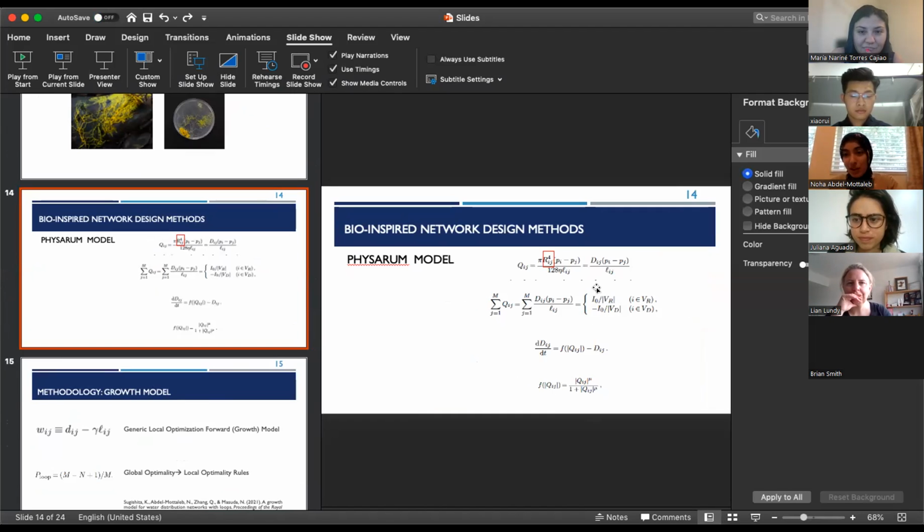We didn't develop this. This has been developed and used extensively, because slime mold has been studied a lot. So this model is used a lot in the literature. Was it the first time used for water distribution? Oh, that's a really good question.